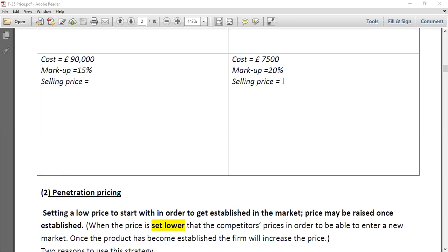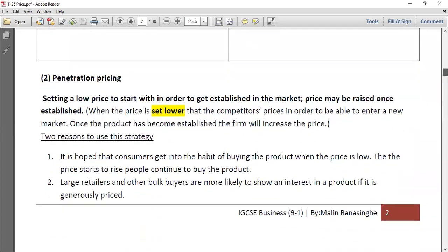Selling price is 9,000. So they're keeping a 20% profit margin, which means 1,500 profit they are keeping, markup. Therefore, the selling price would be 7,500 plus 1,500, that is 9,000, right? So that's the first part of the pricing strategy. I think everyone can understand.